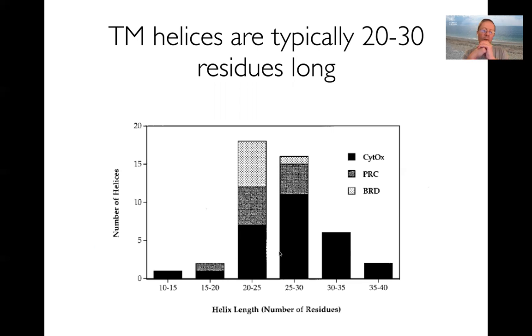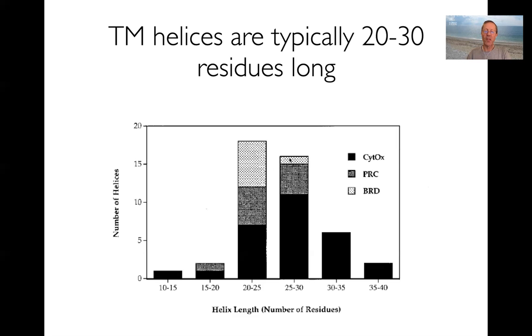So each residue adds another 1.5 angstroms to the length of the helix. So a 20-residue-long helix is about 30 angstroms long. So it makes perfect sense that it should be roughly from 20 and maybe up to 30 or so. If it gets longer, maybe it will start tilting in the membrane a little bit, and you don't want it to tilt too much. So there is no point in making it much longer than 30, let's say.